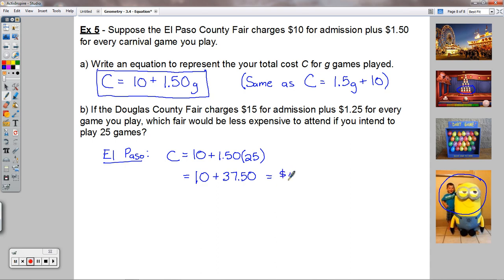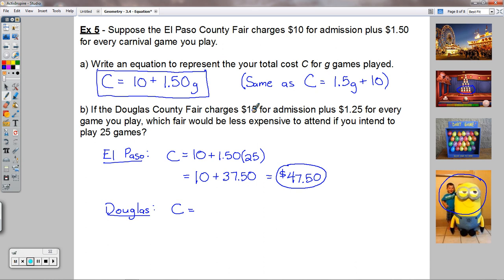So that altogether, it's a lot to pay for a bunch of carnival games, I think, but it would be $47.50 at the El Paso County Fair that you're spending. If you go to the Douglas County Fair, we don't have this equation yet, but I think it's pretty easy to come up with.